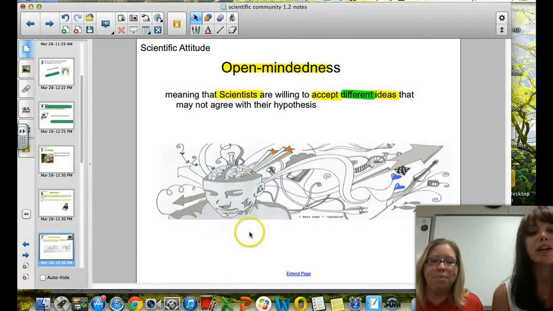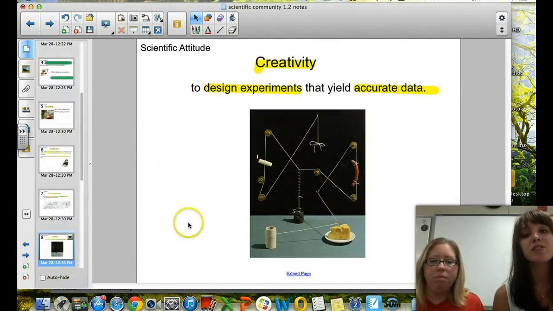Another one is open-mindedness, and that's just having an open-minded attitude toward accepting different ideas that may not agree with your hypothesis. And the last one is creativity. It takes a good amount of creativity to design good experiments that yield results.